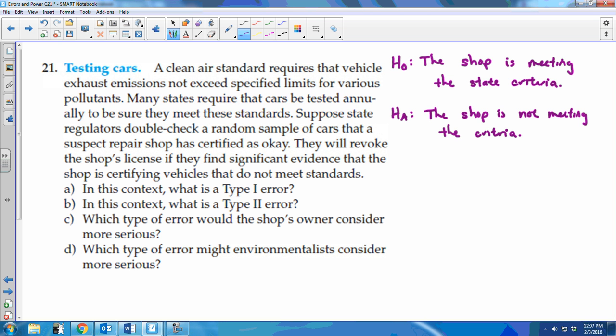So maybe they're certifying vehicles they shouldn't be. Right? Maybe something weird is happening at the shop. It's a suspect shop anyway, that's why we're doing this random sample on the shop.